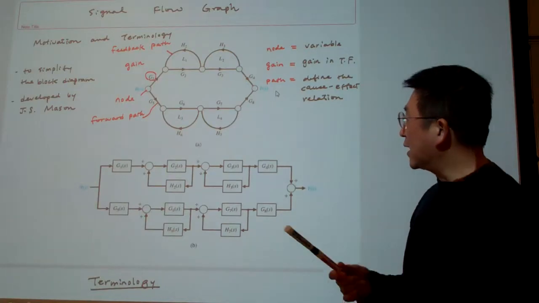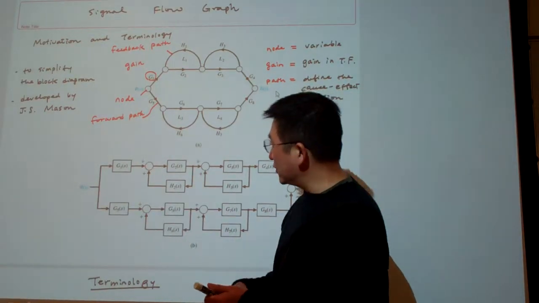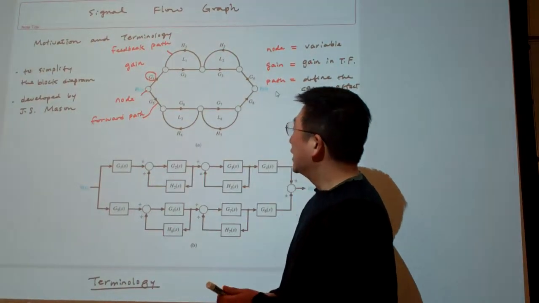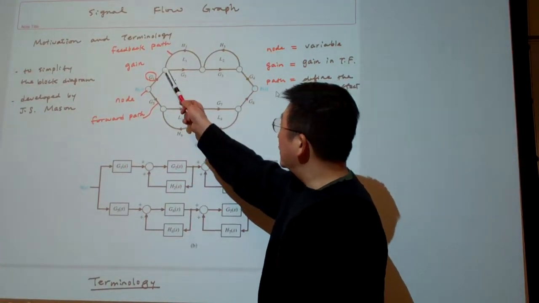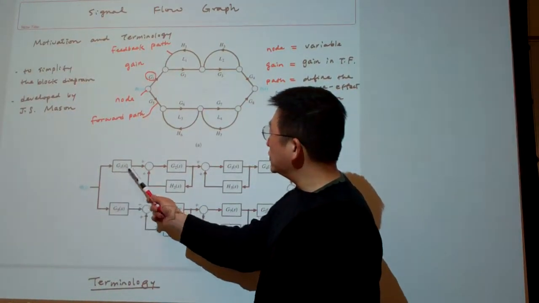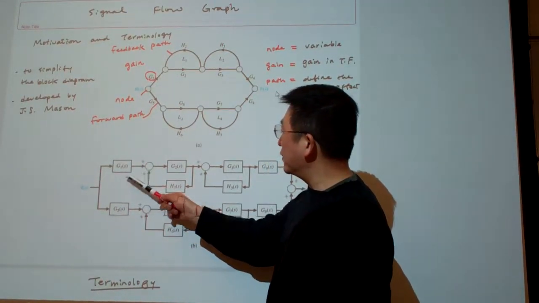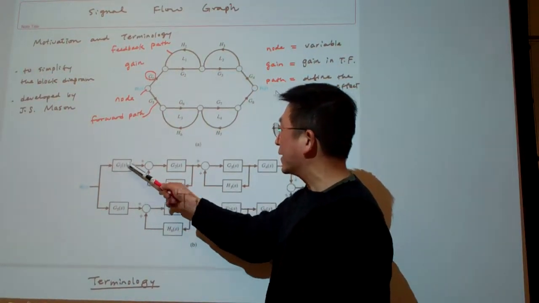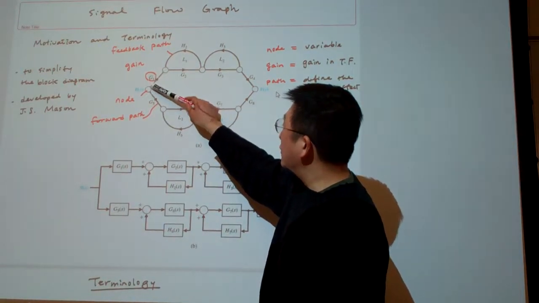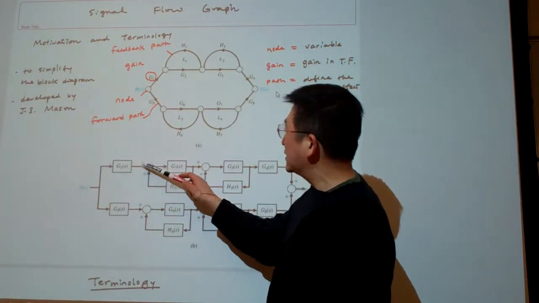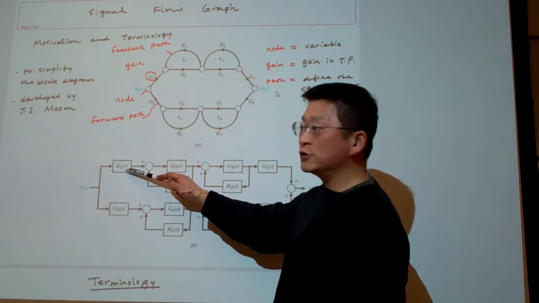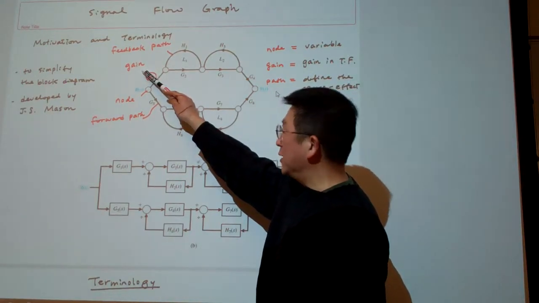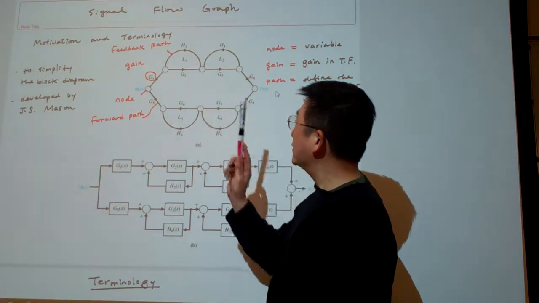And what kind of format? Here we're using the node. I put a dot here, and that represents a node. Another node we can put here, okay? And between the nodes, for example from here to here, is the feed forward path. So from here to here we call it the path. Along the path is the multiplication of G1, and G1 here is called the gain in the signal flow graph, okay?